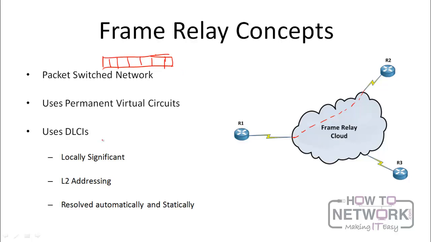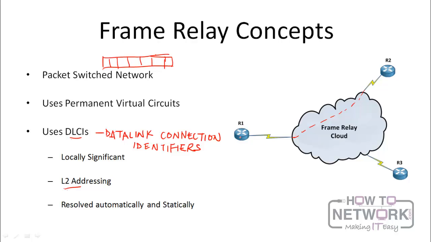Now, these PVCs are identified using what's called DLCIs. And DLCI stands for Data Link Connection Identifier. Now, obviously, from the name, you can guess that DLCIs are used at the data link layer. So in frame relay, DLCIs are actually the layer 2 addressing. So the way we have the MAC addresses in Ethernet, we actually have DLCIs in frame relay. And how do DLCIs work? DLCIs are used to identify the permanent virtual circuit.